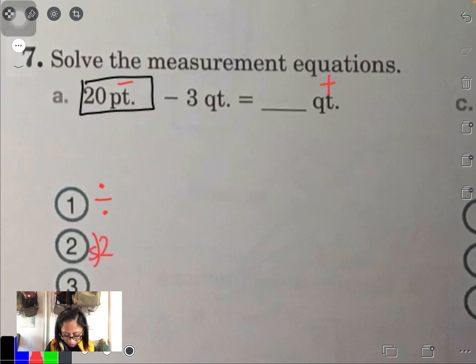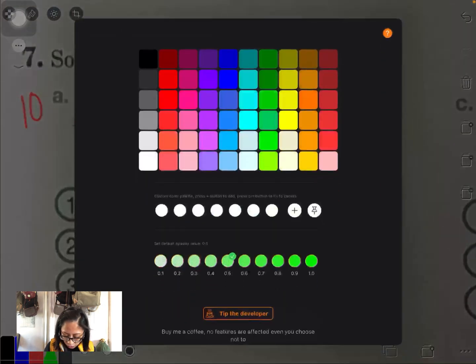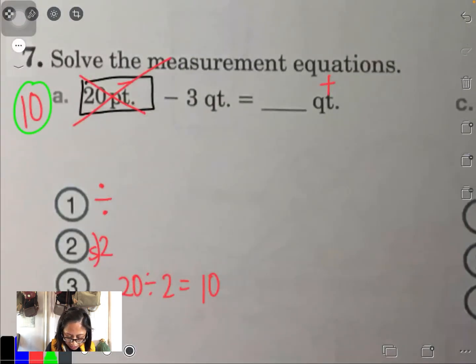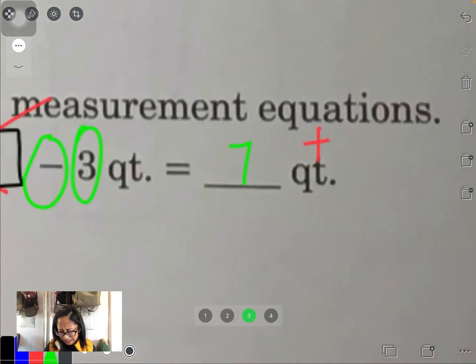That's my special number. So I'll do 20 divided by 2. 2, 4, 6, 8, 10, 12, 14, 16, 18, 20. 20 divided by 2 is 10. Now I'm not done because I'm not going to put 10 in the blank. I'm going to cross out the 20, put a 10 here, and then perform the whole equation of 10 take away 3 is 7. Can you see that? Hope you can see.